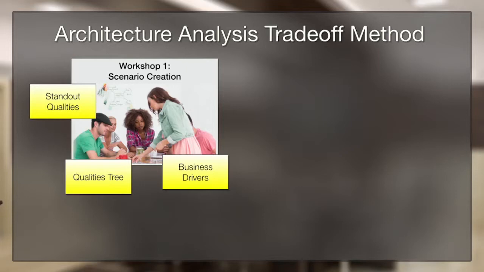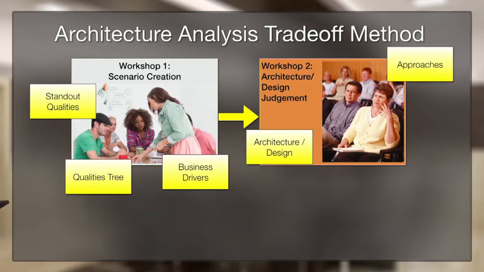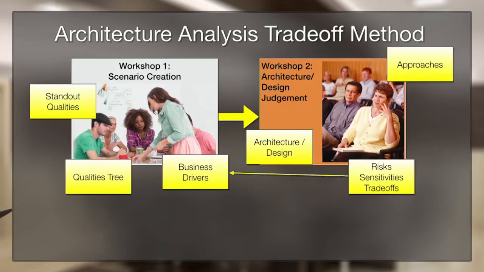Then we go into a second workshop where we're going to present those against the architecture with a series of judges. Kind of like, you know, America's Got Talent kind of thing for design, right? And we're going to look at that architecture design, and we're going to look at different approaches during that, and we're going to find the same risks, sensitivities, and trade-offs, which may come back and say, you know, do we really have these goals? Do they really make sense? And so it's going to be these two formal workshops that really drive this process.